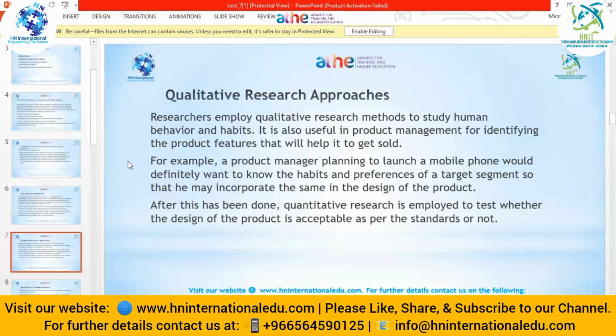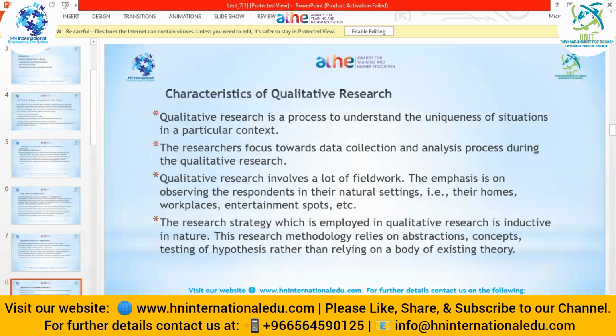Now, we are done with the quality part. After we have proven the quality part, the next step will be quantitative: whether the quantity is enough or not, whether it is acceptable by the standards or not.